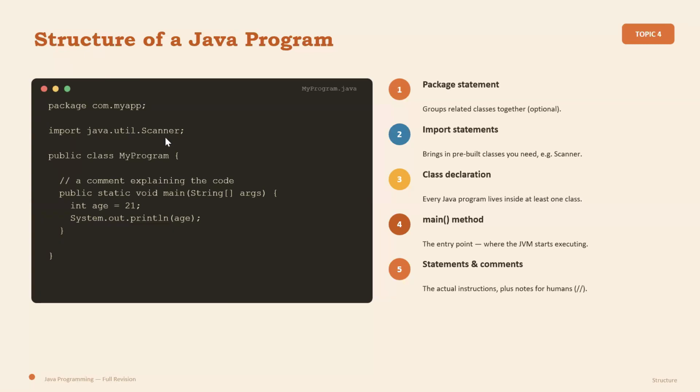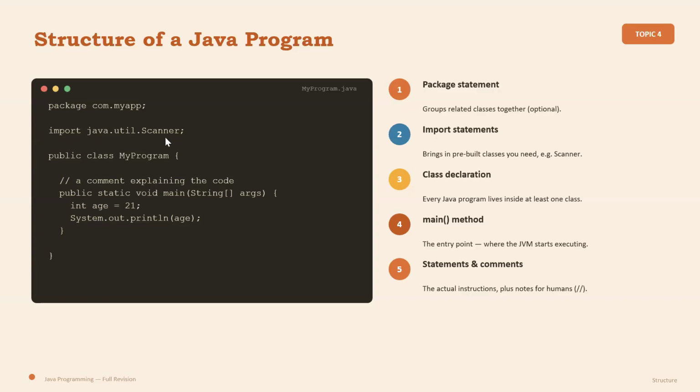And the third one is the class declaration. Every Java program must be written inside a class. You can think of a class as a container that holds a program's code. Without a class, Java cannot run a program. This is one of the most important rules in Java: every Java program must contain at least one class.